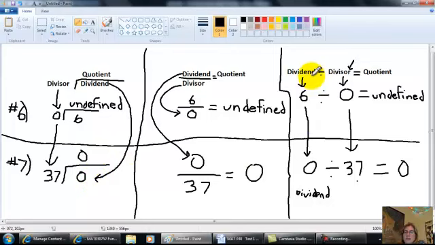When the dividend is 0, the answer is 0. So remember that. I keep saying that over and over. But really, do your best to study these formats. Remember where the divisor is, where the dividend is. When the divisor is 0, the answer is undefined. When the dividend is 0, the answer is 0. So write that down somewhere.